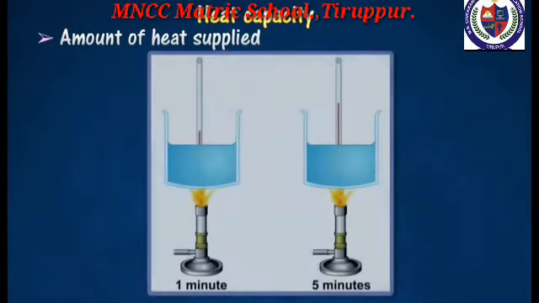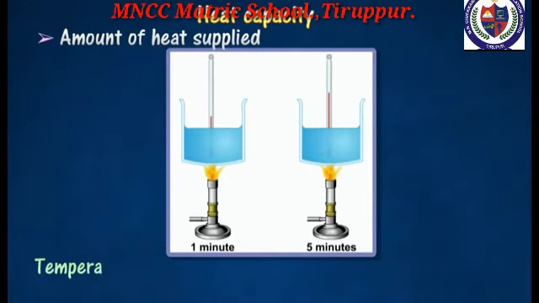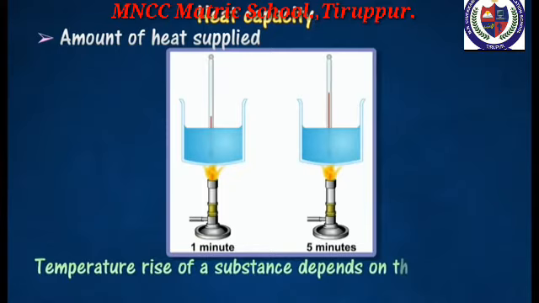Number 3, amount of heat supplied. The water in the first beaker is heated for 1 minute, while the second beaker is heated by the same burner for 5 minutes. The temperature of the first beaker being lower than the second beaker shows that the temperature rise of a substance depends on the amount of heat supplied.